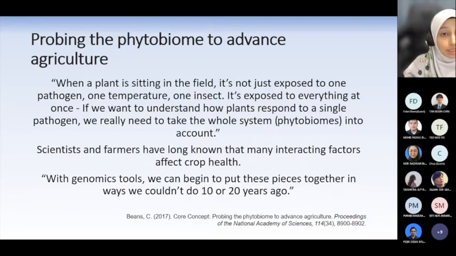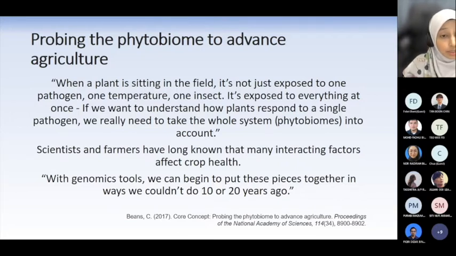So when a plant is sitting in the field, it's not just exposed to one pathogen, one temperature, one insect at that specific moment, right? It is exposed to everything at once. If you want to understand how plants respond to a single pathogen, we really need to take the whole system, which is the phytobiome, right, in order to understand the process that occurs, the disease and whatnot.